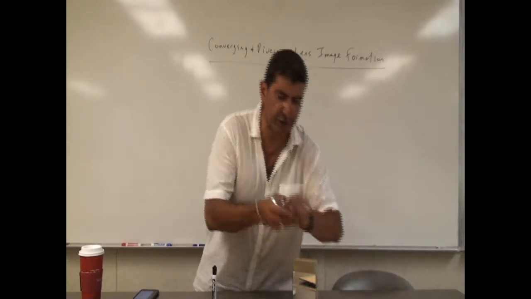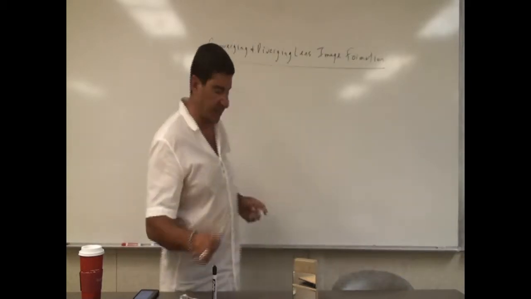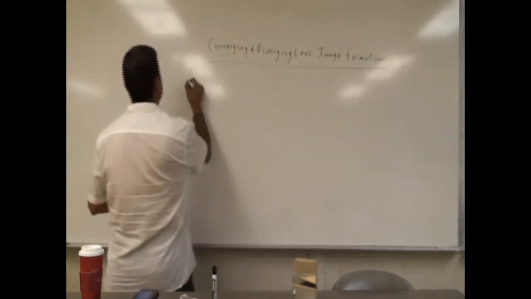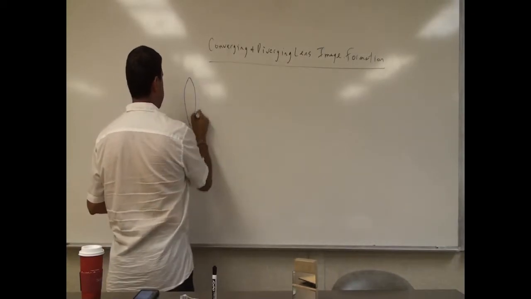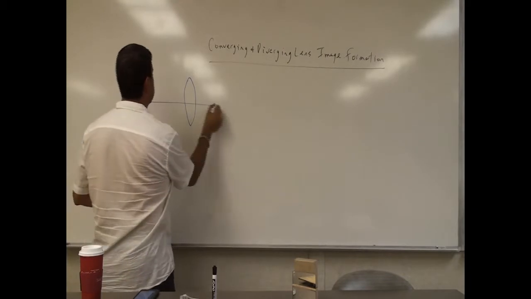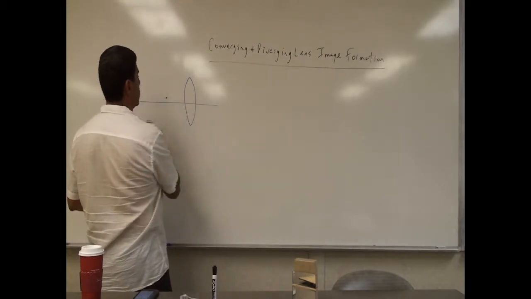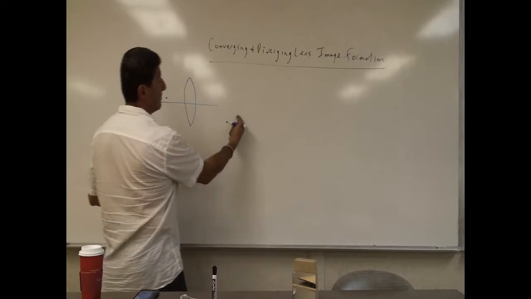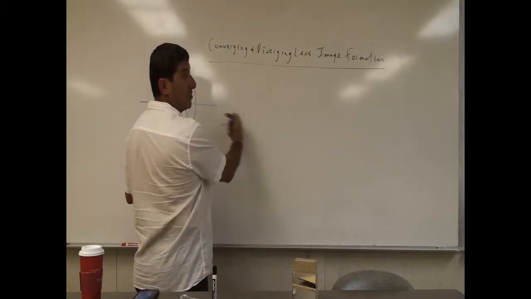So I'm going to have a converging lens like this. The converging lens will be bulged rather in the center. I'm going to draw the converging lens on a piece of paper. Then I'm going to put a pin here, somewhat a distance away from it. And then from the other side, I'm going to view the image of that pin.